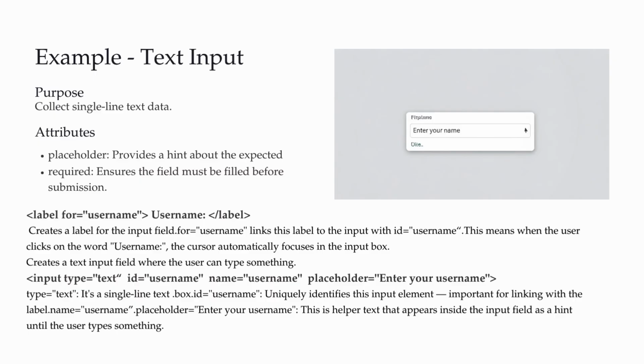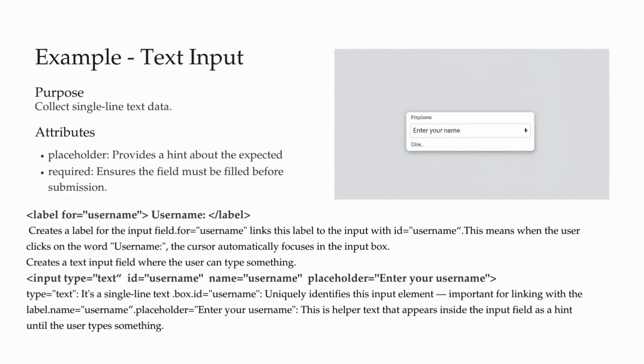Example: text input. Label for equals username creates a label for the input field. For a username, it links this label to the input with ID username. This means when the user clicks on the word username, the cursor automatically focuses in the input box.